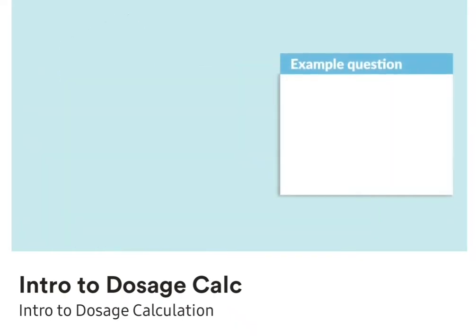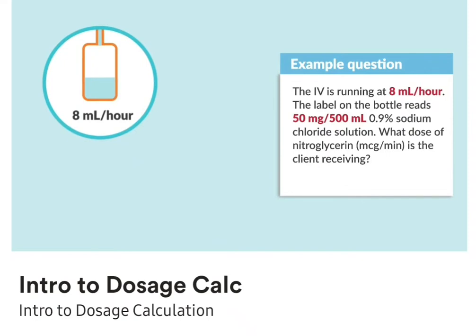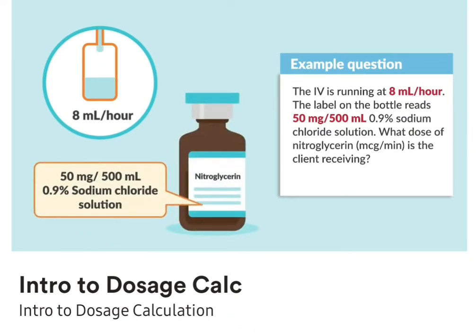So for example, let's break this down. The IV is running at 8 mLs per hour. The label on the bottle reads 50 mg over 500 mLs in sodium chloride solution. This is our normal saline. What dose of nitroglycerin, in micrograms per minute, is the client or patient receiving here?